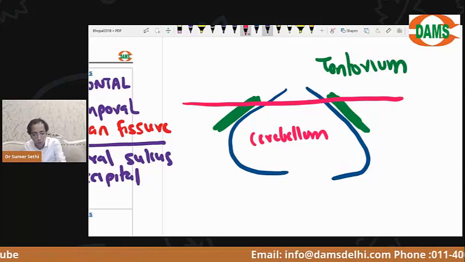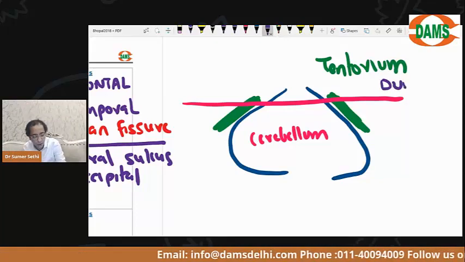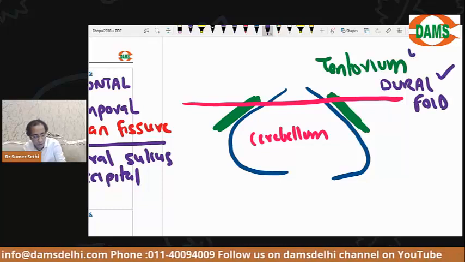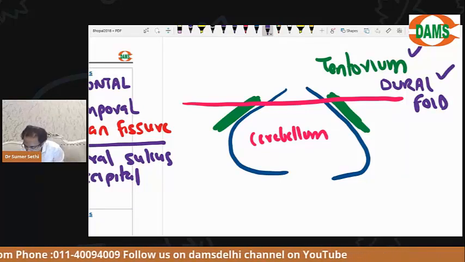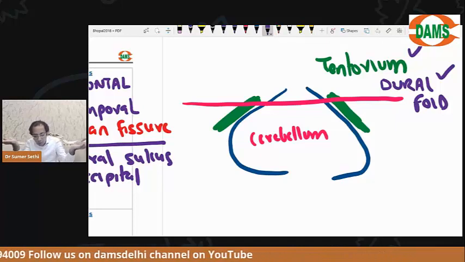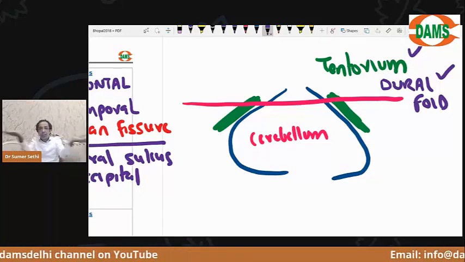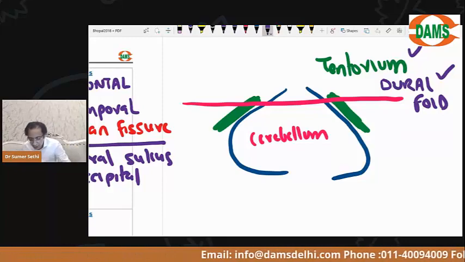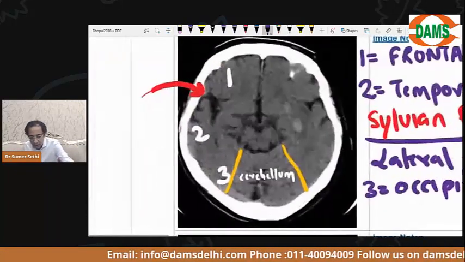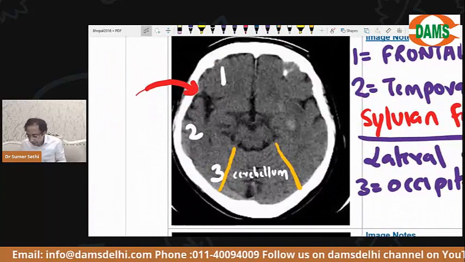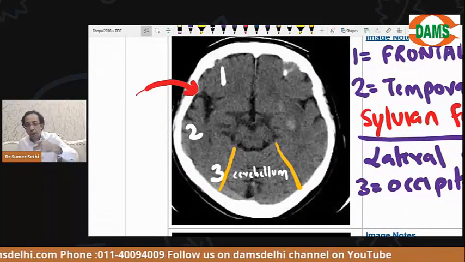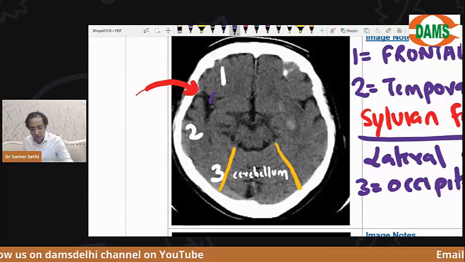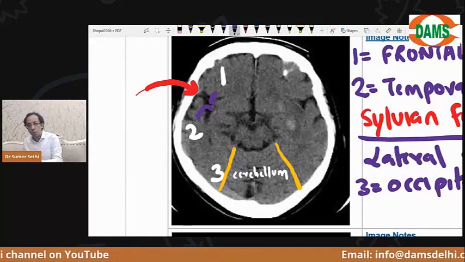It's a dural fold, the fold of dura mater that you might have studied in your first prof, but if you have not, it's okay. Just understand with me, tentorium. When I'm taking a section, it is passing through the tentorium, cutting it, and you can see the cerebellum in the middle. And in between, the middle cerebral artery has a superior branch which goes towards the frontal lobe, and an inferior branch which goes towards the temporal lobe.